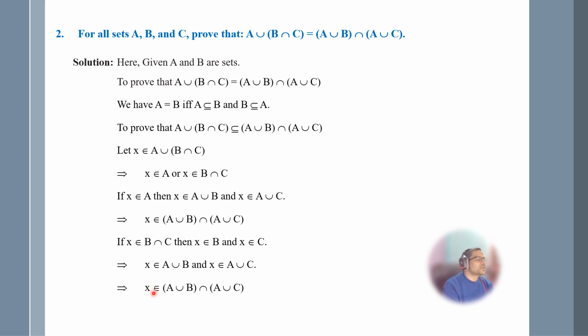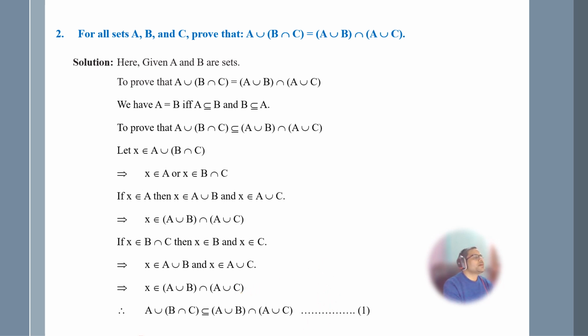And this implies that x belongs to A union B intersection, here and refers to intersection, and then x belongs to A union C. And then here we see that if x belongs to the left hand side, then x also belongs to the right hand side. And so from these relations, we can say that the left hand side is a subset of the right hand side. Suppose this is relation 1.